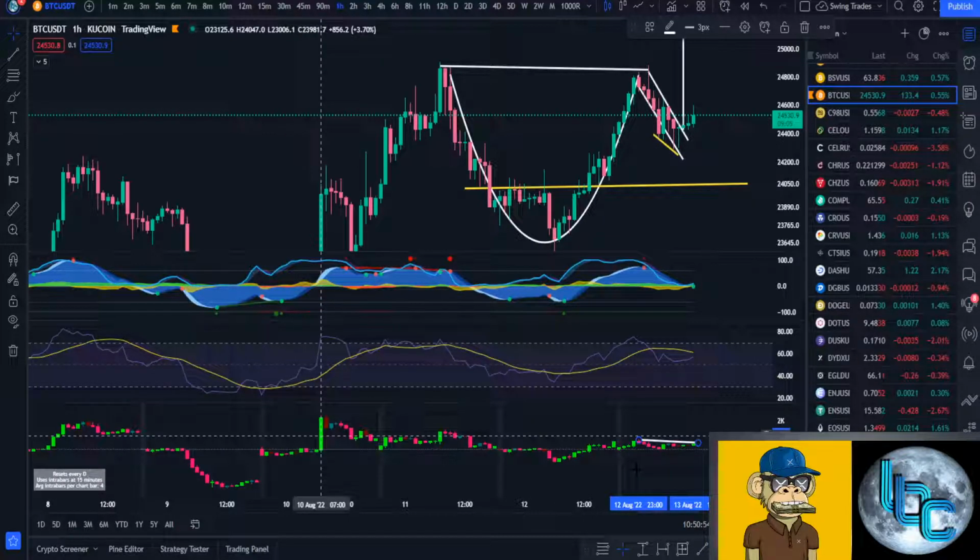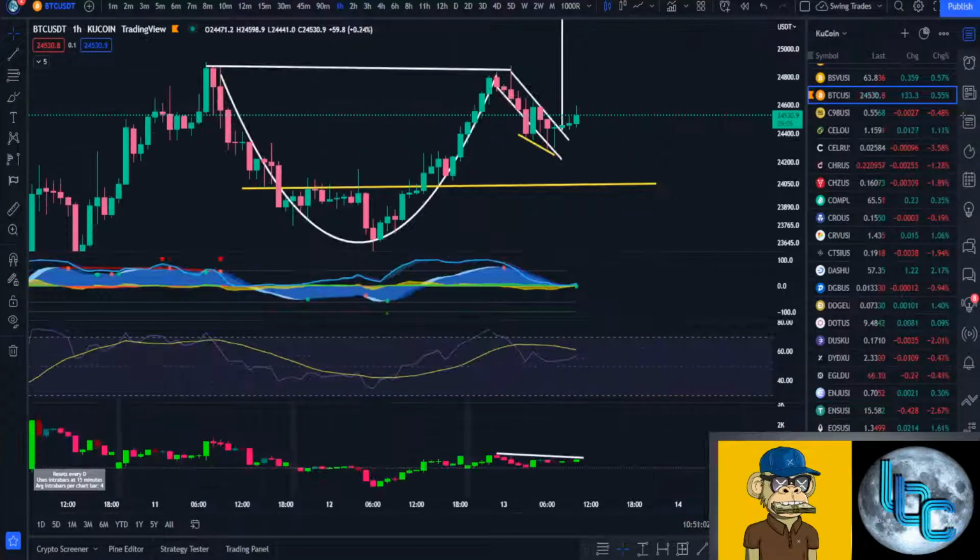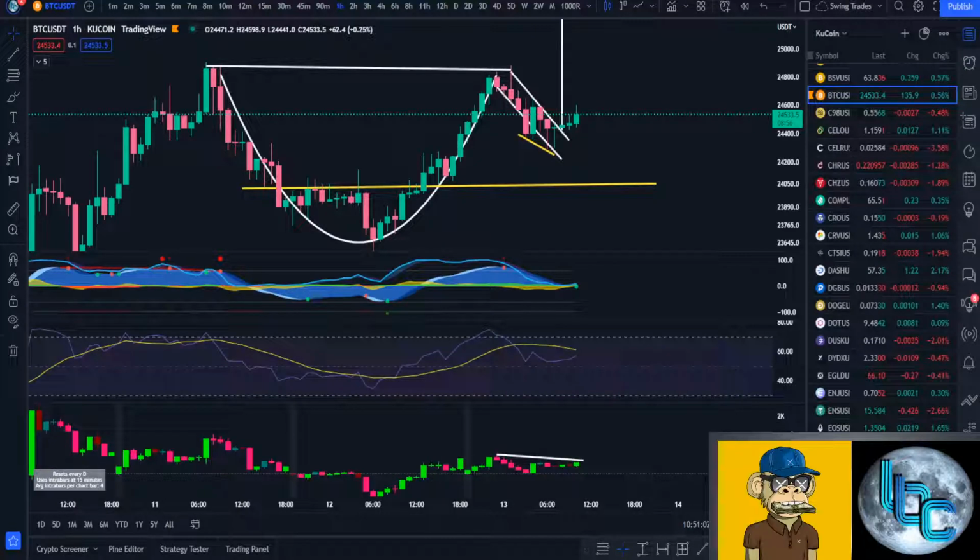But over here, I'm still trying to figure out these CVD candles, but just to be perfectly honest, I know what they are. I know what they're doing. But trying to figure out exactly how to use them is what I've been trying to figure out for the past 2 days now.